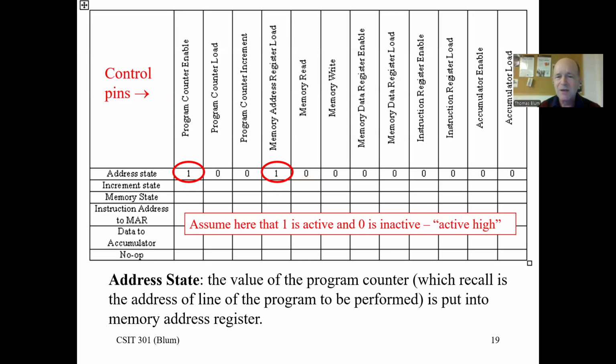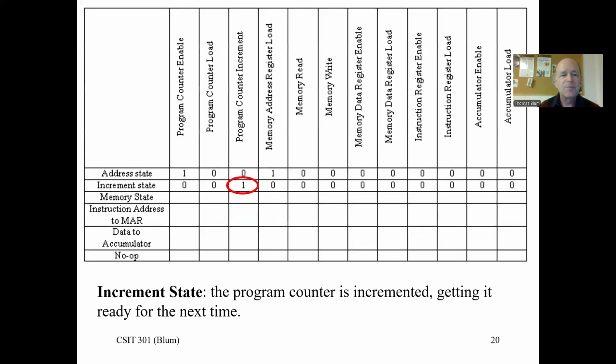So the first step, get the value from the program counter to the memory address register: send an enable 1 to the program counter, a load to the memory address register, everybody else stay put. Our next step was to prepare for the next time around, and so to increment the program counter, and so we make that active and leave everybody else alone. Okay. So that was a pretty simple step.